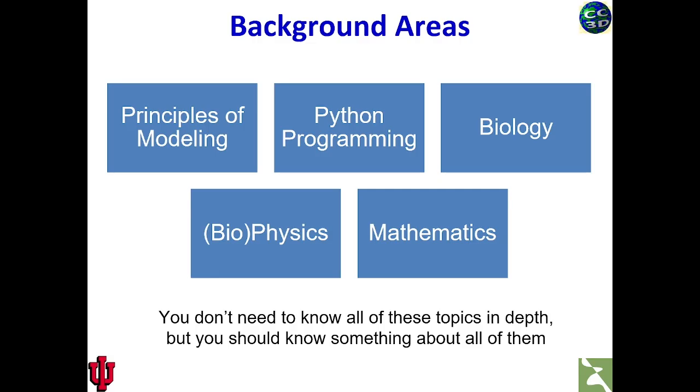There are 5 primary background areas that we think are the most useful when thinking about computational modeling. Those are the principles of modeling, and Python programming. We will use Python a good bit during the workshop because CompuCell simulations are scripted in Python. Obviously for computational biology, you'll need to know a little bit about biology. You'll also need to know a little bit about biophysics. This is how we translate from our biological systems into mathematics that are then run in a simulation. And then, following that, you need to know a little bit about mathematics.